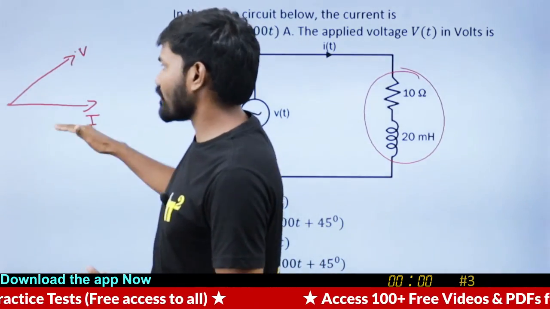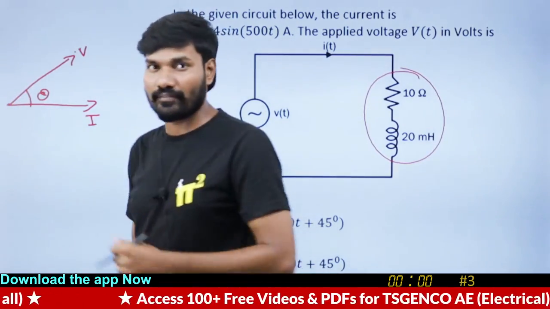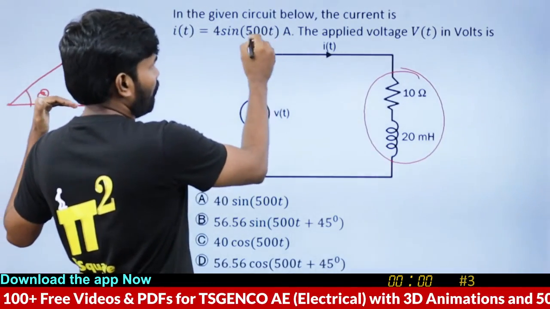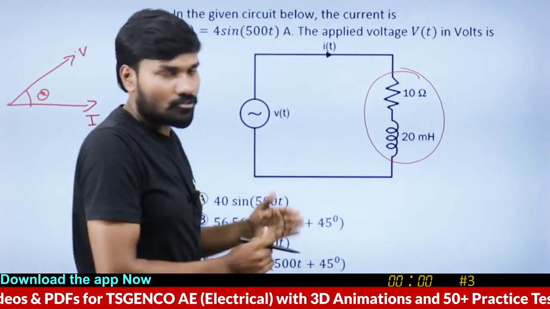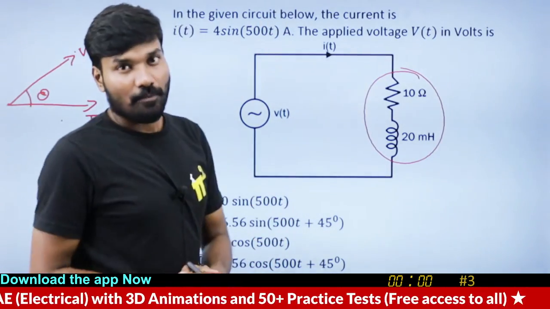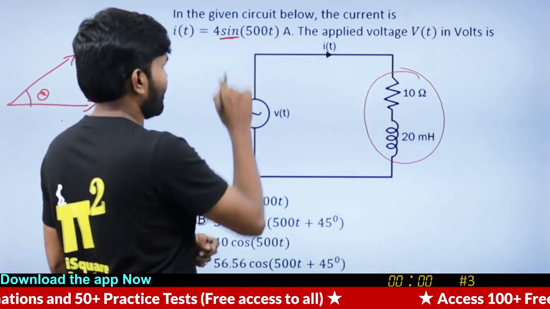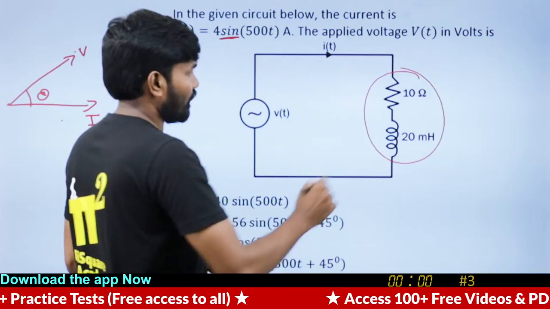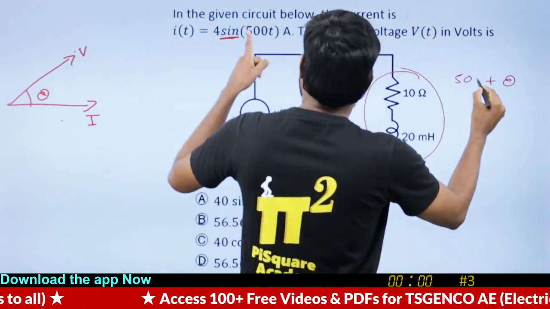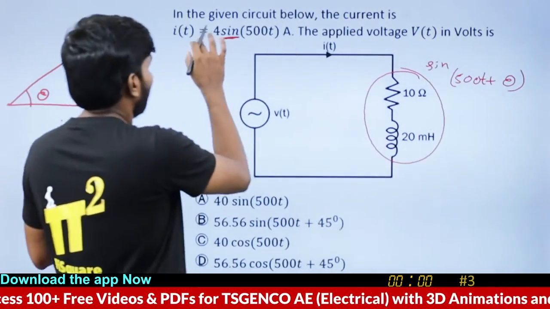With reference to voltage, current is lagging by an angle, some 5 degrees, or maybe theta, you can call it anything. So definitely now this phase is zero, 500t, there is no phase angle, so this is taken as reference. With reference to this, voltage will be leading, meaning the voltage will have a positive angle. That's the first thing. Angle is positive, so some plus theta, and the same 500t sine. Now what's the magnitude of this?